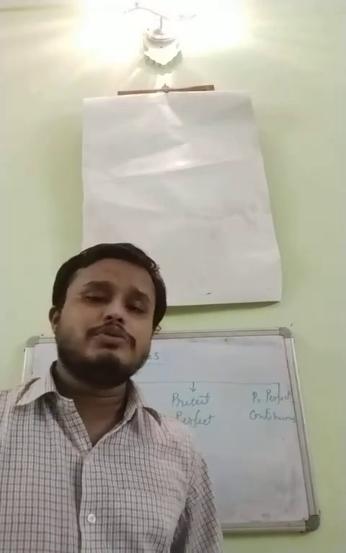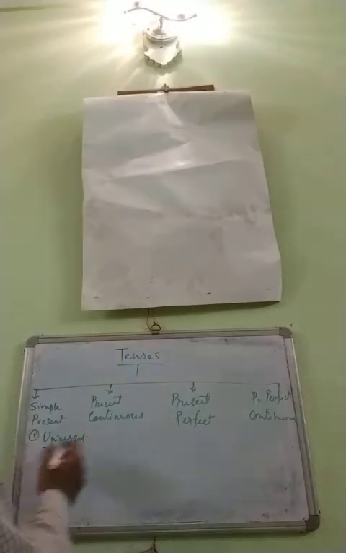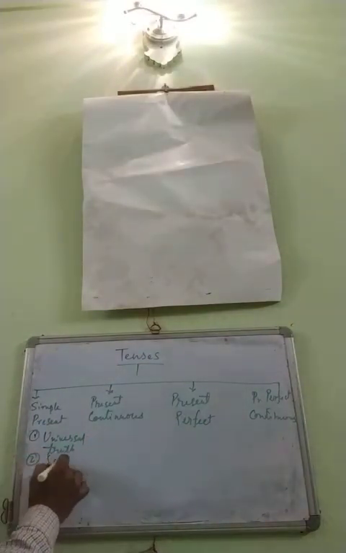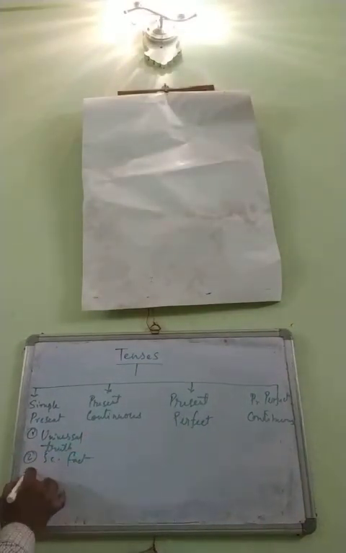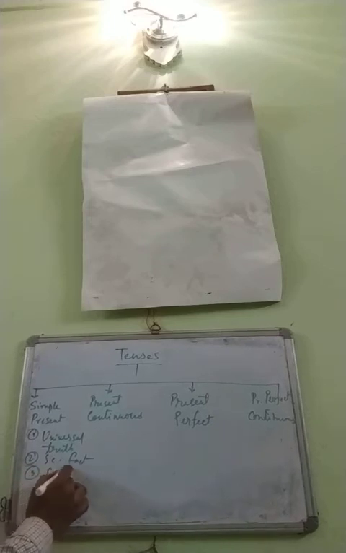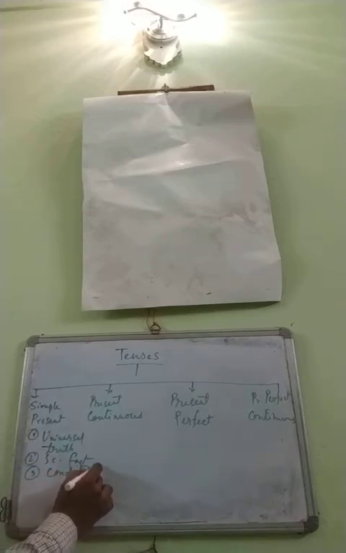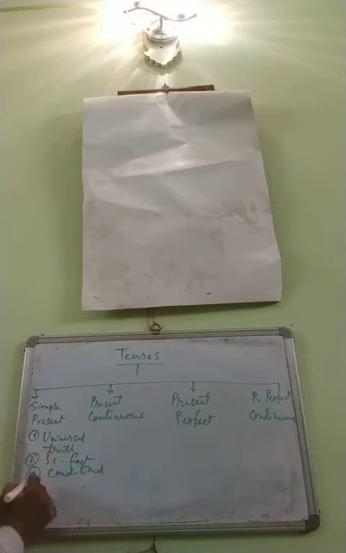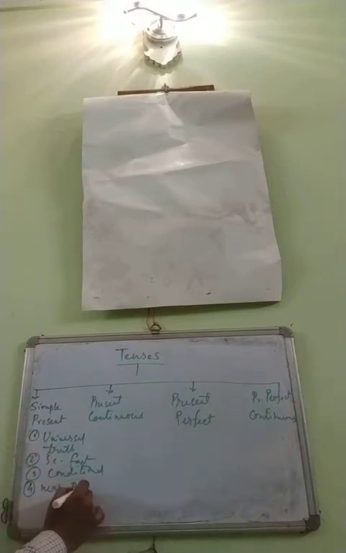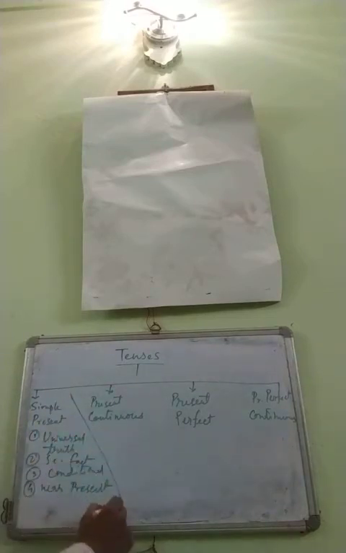So these are the uses, and all these you know. Universal truth, scientific fact, then conditional truth, then something which will happen in near future, near present. All these we use simple present.